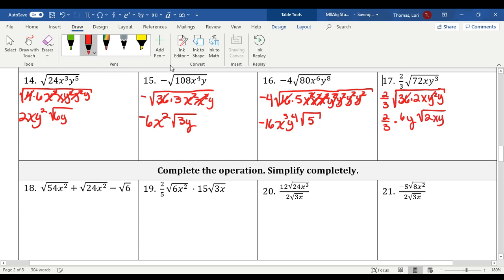And now we're going to multiply 2/3 times 6. So 2 times 6 is 12. 3 times 1 is 3. And we get 4. So just a little reminder of how to multiply fractions times whole number.